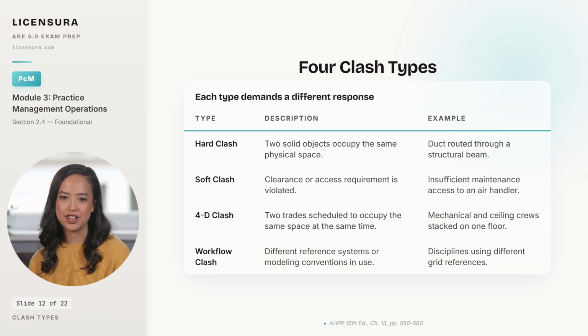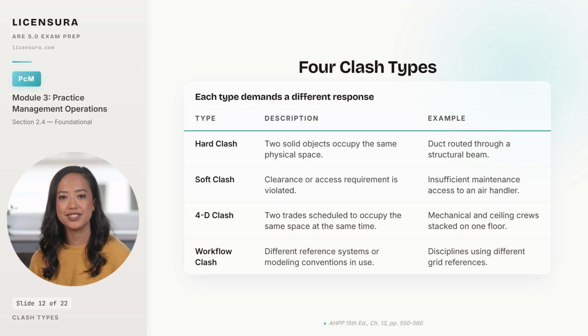And a workflow clash is the meta problem, where disciplines are using different reference grids or modeling conventions, and the federated model itself is incoherent. Workflow clashes have to be resolved before any of the other 3 even make sense.